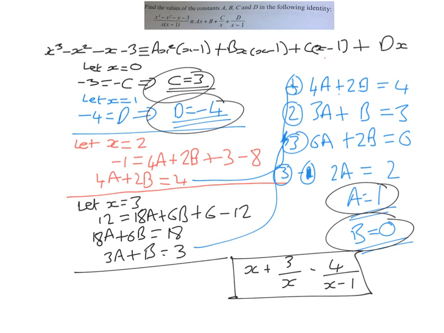I'm sure you can set that out better than I have, but I just wanted to show you the method. Just to quickly reiterate: we've multiplied through by the denominator. We do some substitutions. We can work out C and D because it's easy to eliminate using x and x minus 1. We then do some other substitutions to set up a pair of simultaneous equations which we can solve to find A and B. Well, I hope that's clear. Thank you very much.